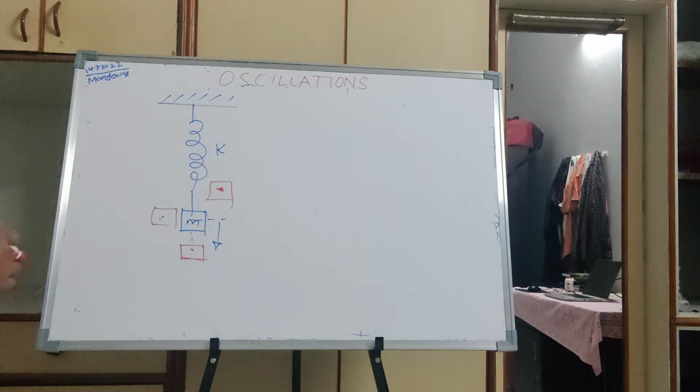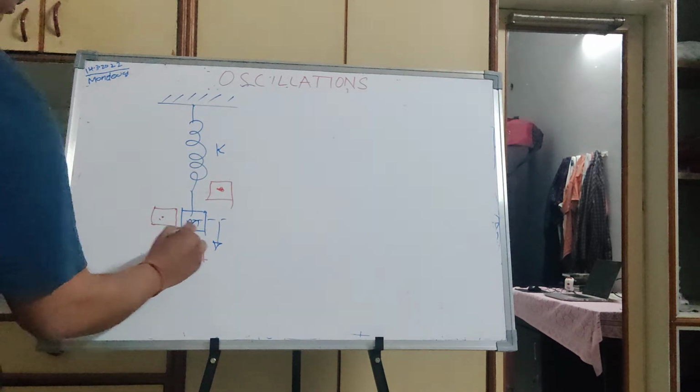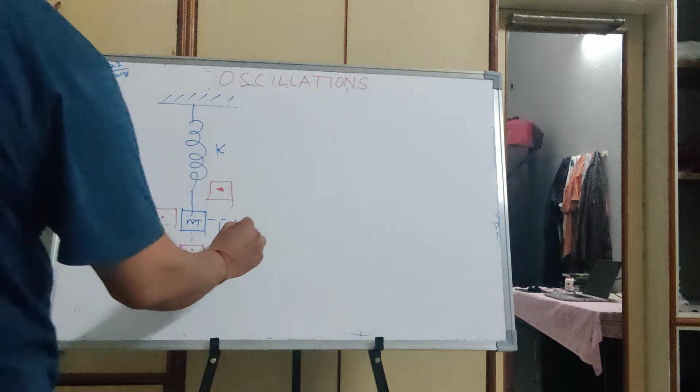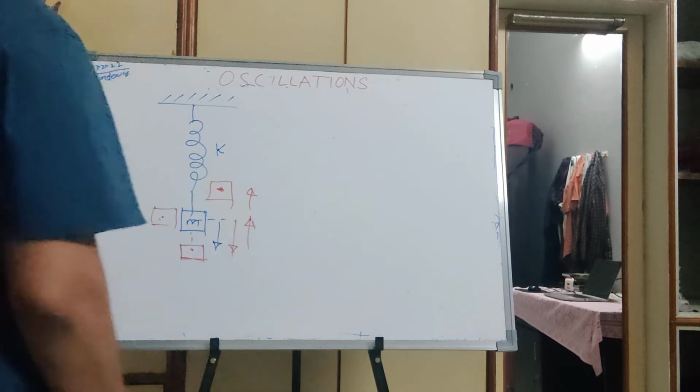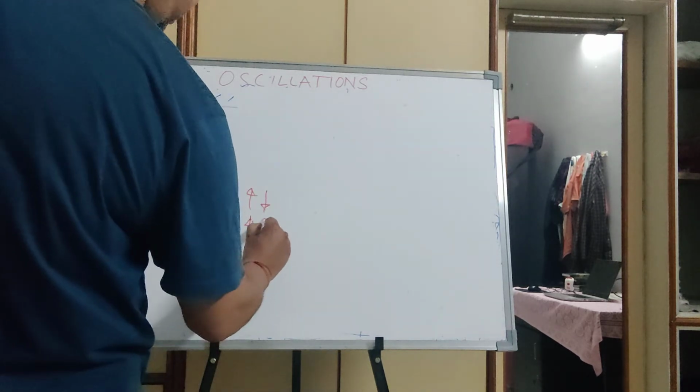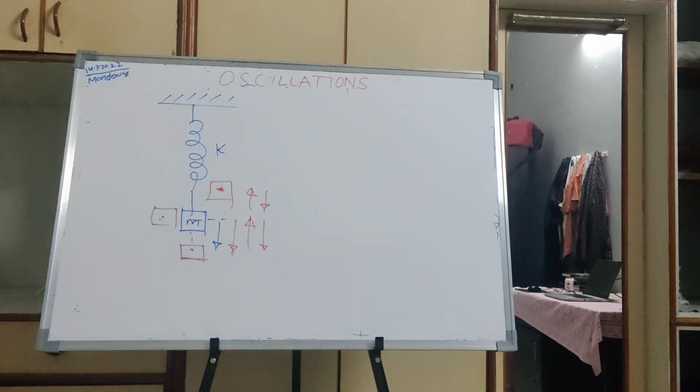And this motion goes on like this. It will go down like this. It will go up like this. It will go till this. Again, it will come back. So this is an ideal case when there is no air resistance. When there is no air resistance, the mass will keep oscillating. Okay. So that is also an example of simple harmonic motion.